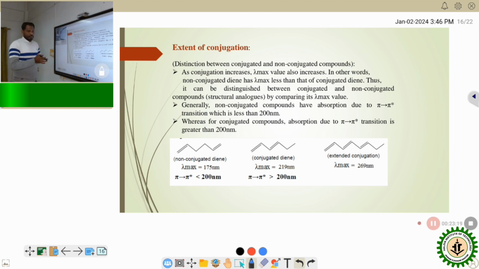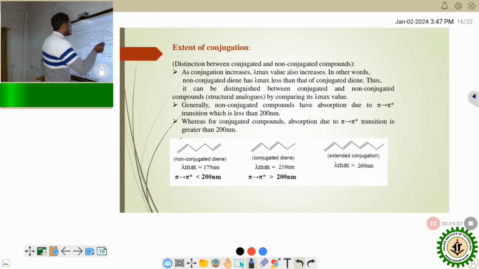Now, extent of conjugation. We also identify which one is a conjugated system and which one is a non-conjugated system by using UV-visible spectroscopy. Generally, conjugation increases the lambda max value. Here we see the data. This is a non-conjugated system, this is a conjugated 1,3-butadiene system, and this is a hexatriene system. If we increase the conjugation, then the lambda max value also increases.